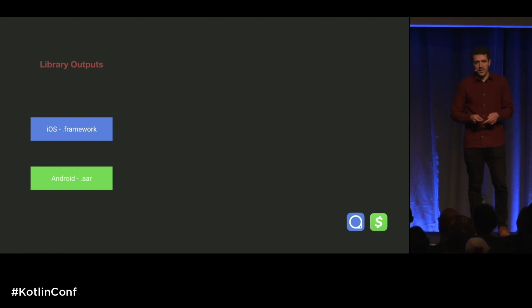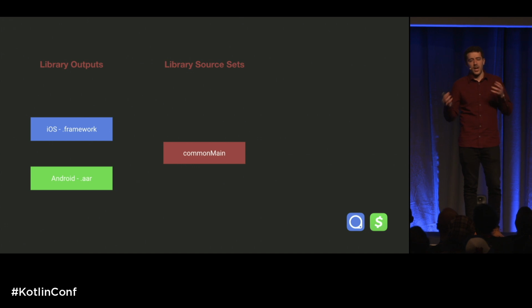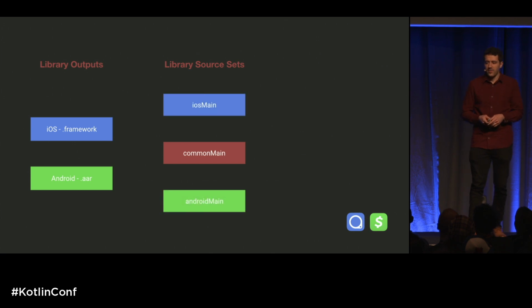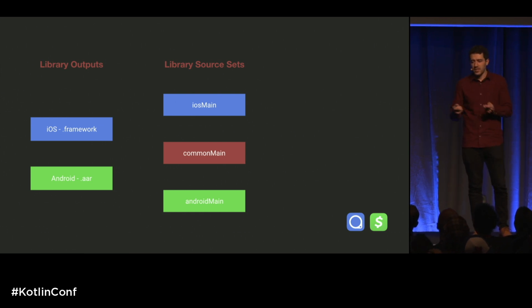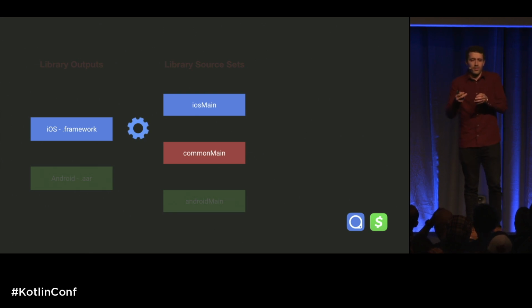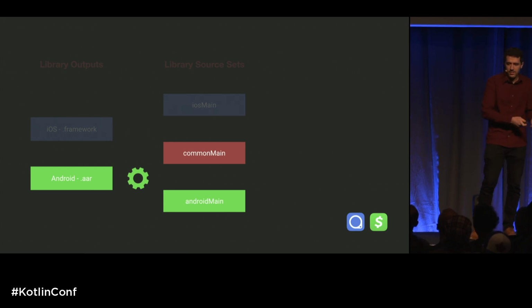Now, to get these outputs, you're going to need sources, and those go in source sets. So you'll have your common code, which goes in your common main. That's the code that is going to be shared between all of your outputs. And then you have your platform-specific source sets, your iOS main and Android main for iOS and Android, respectively. When you go to build for each of these outputs, it's going to build common main with your platform-specific source set. So if I go to build for iOS, it's going to build my common main code with my iOS main code and bundle that together to produce my iOS framework. Similarly, for Android, it'll build your common main along with your Android main together to produce your Android archive.